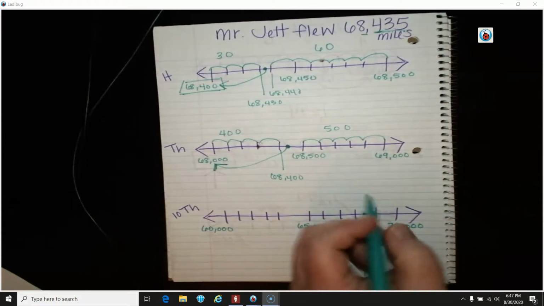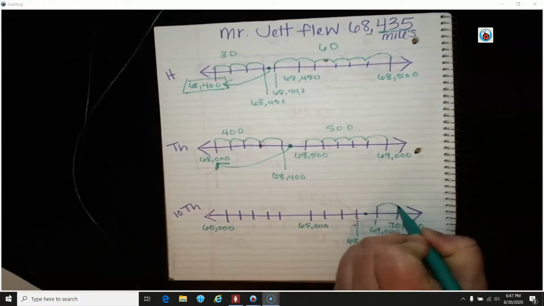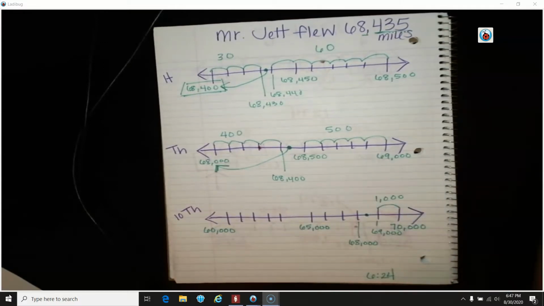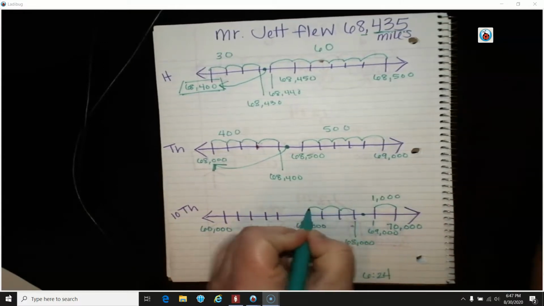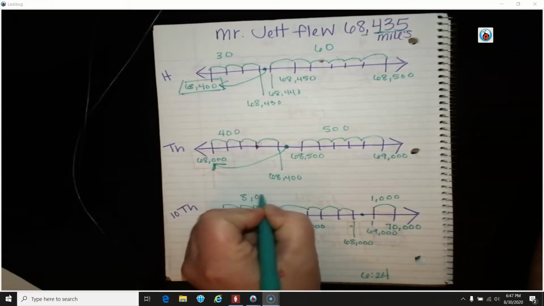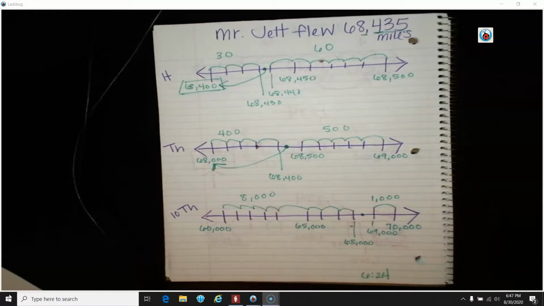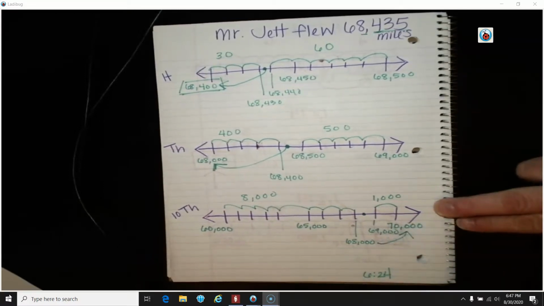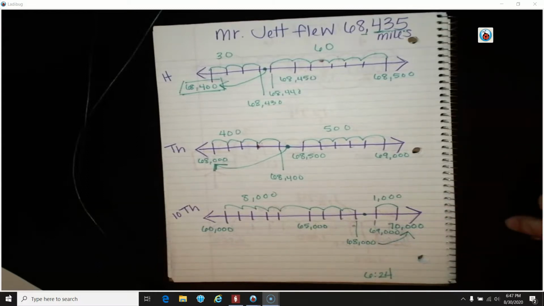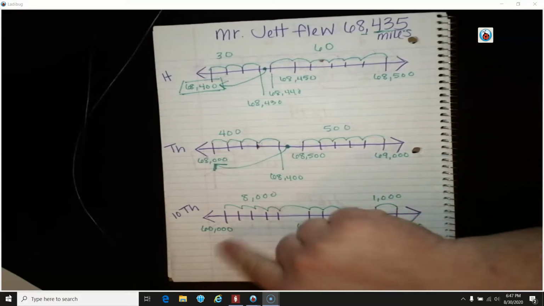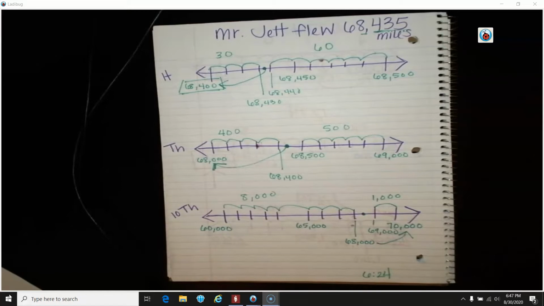But let's do our jumps just to see. We have about 1,000 units going that way. 1, 2, 3, 4, 5, 6, 7, about 8,000 going that way. So we can now see how this would round up to the next 10,000. So 68,435 is closer to 70,000 than it is to 60,000.